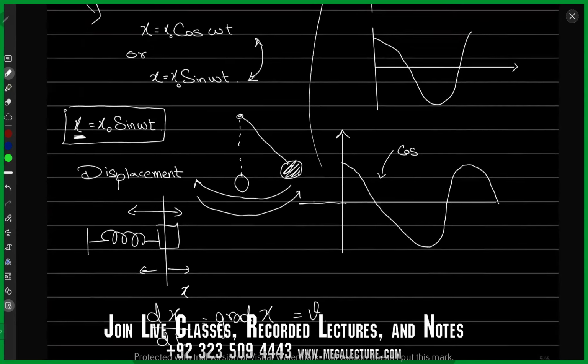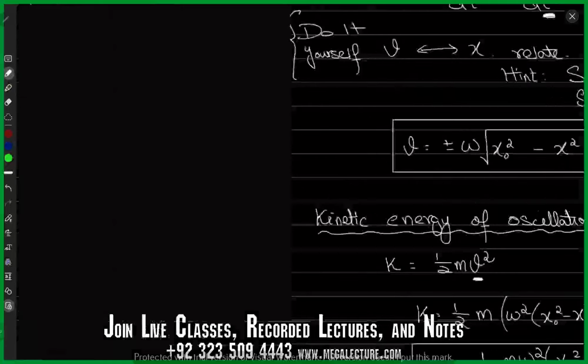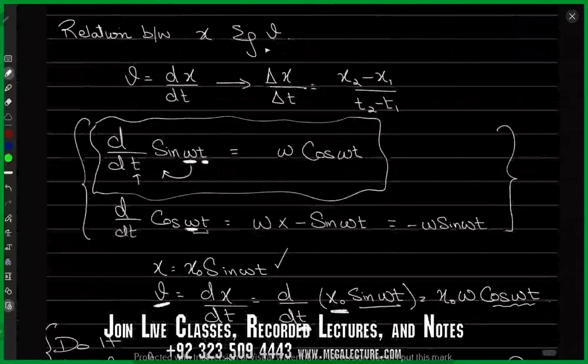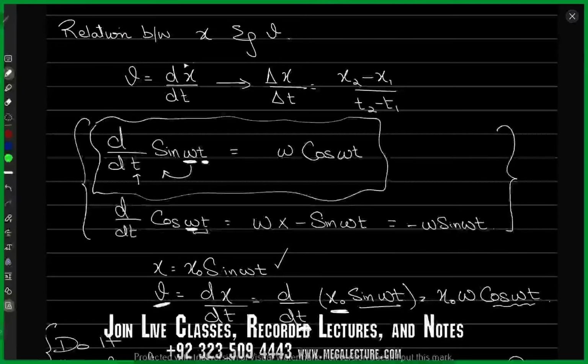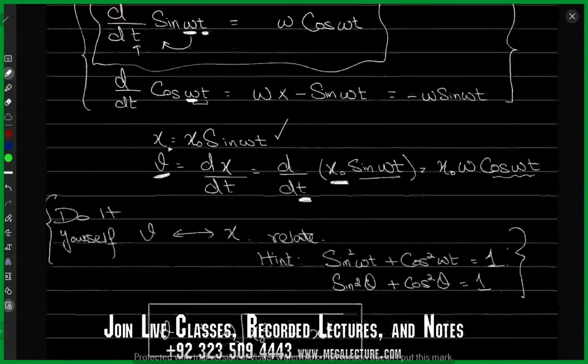Now, we know from here, the next thing was velocity and displacement. We know velocity is just the derivative or the gradient of displacement, position. Then all I have to do is take the derivative of x equals x naught sine omega t with respect to time, and I'll get velocity. And the derivative of this position x is this thing, x naught omega cos omega t.